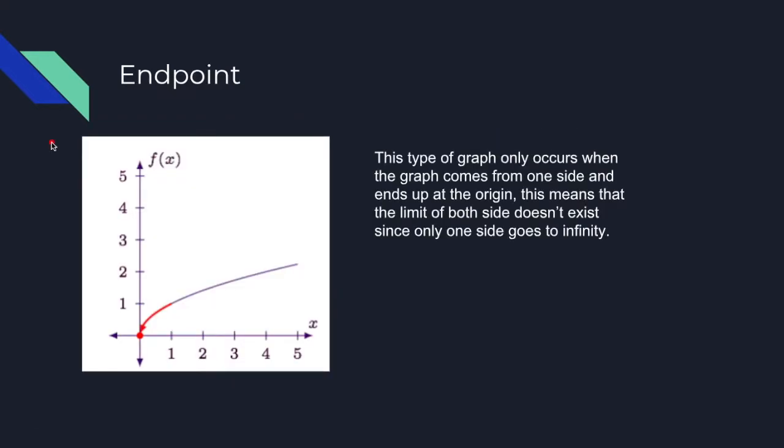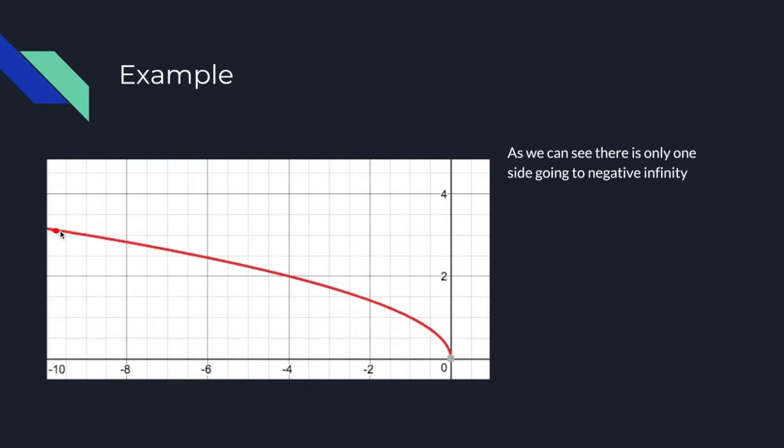Endpoint. This type of discontinuity only occurs when the graph comes from one side and ends at the origin. This means that the limit from both sides doesn't exist, since only one side goes to infinity. Like here, it starts at the origin and goes to infinity, or comes from infinity and goes to the origin. Like in the example, we're coming from negative infinity to the origin, or it can be backwards, from the origin to negative infinity.